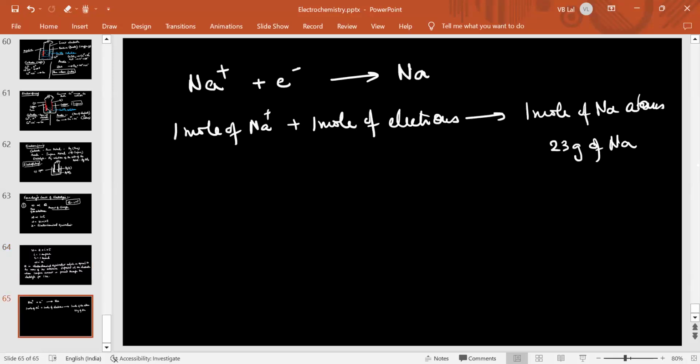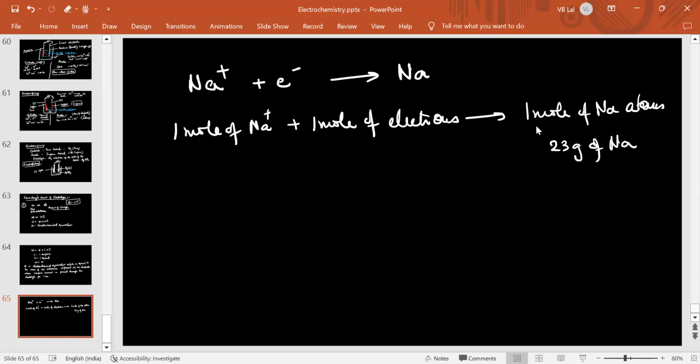Okay. So now, did you understand this? If I take one sodium atom, it will require one electron to make one sodium ion. It has one positive charge, so it will need one electron to give you sodium. So if I take 1 mole of sodium ions, it will need 1 mole of electrons.